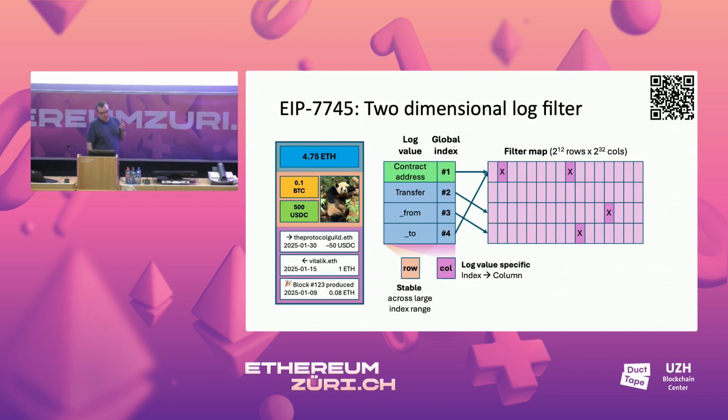And this filter map, because it's so big, is also shared across blocks. It's no more the case that every single block contains its own full filter map. That would be too much storage.